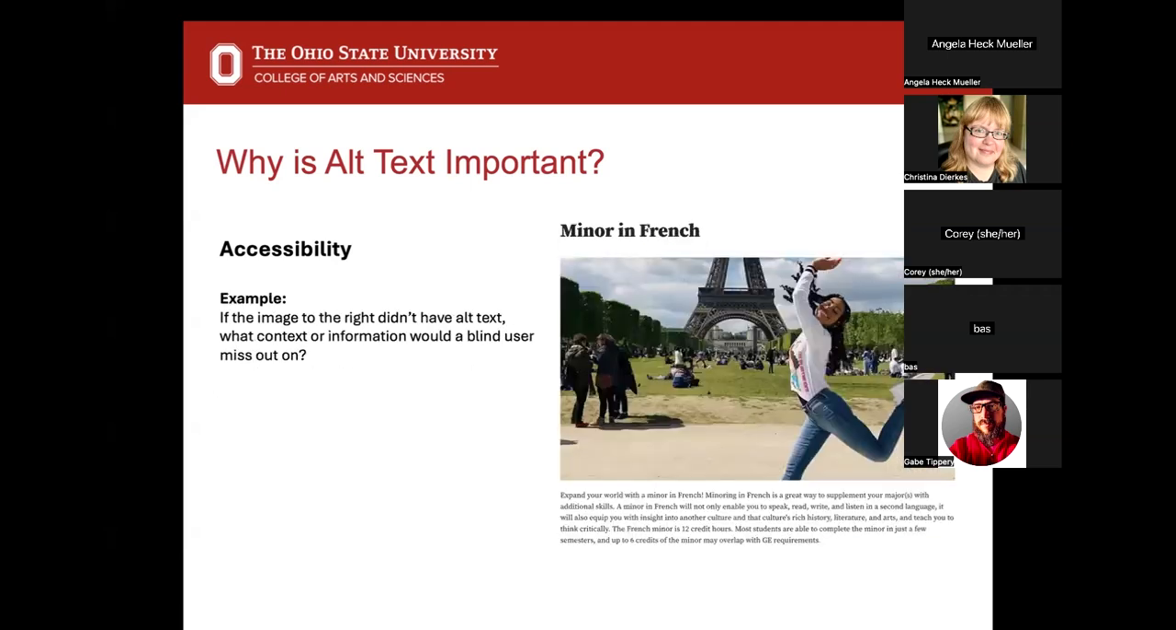So to hammer the point home, this image to the right here is from the minor in French on the FRIT department website, Department of French and Italian. So I want to ask a question, and you can either shout your answers out or you can type them in the chat here. If this image had no alt text, what context or other information would a blind user miss out on?